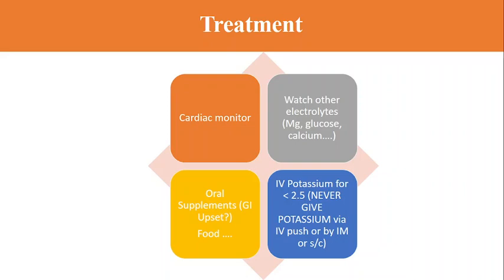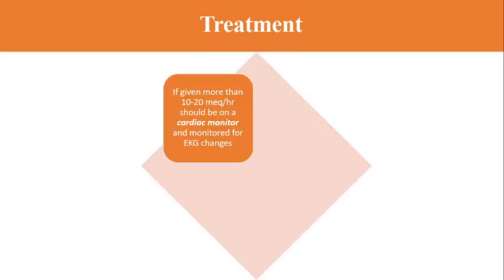For example, it is usually given at 10 to 20 millimoles per hour. But if you are going to give more than that, please make sure that the patient is on a cardiac monitor. Usually this is the maximum dose, 10 to 20, but if it is going to be more than 20, then cardiac monitoring and ECG changes should also be equally monitored.